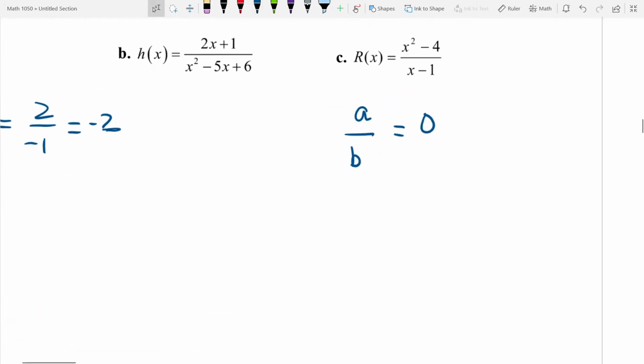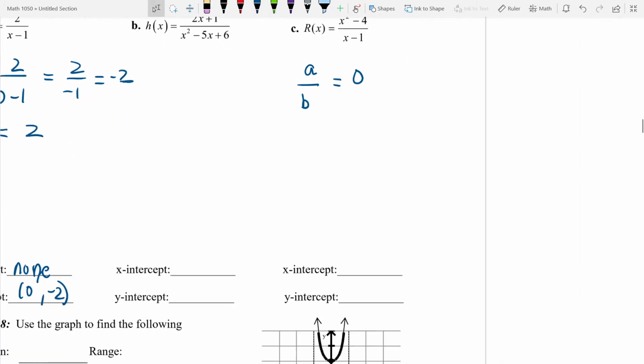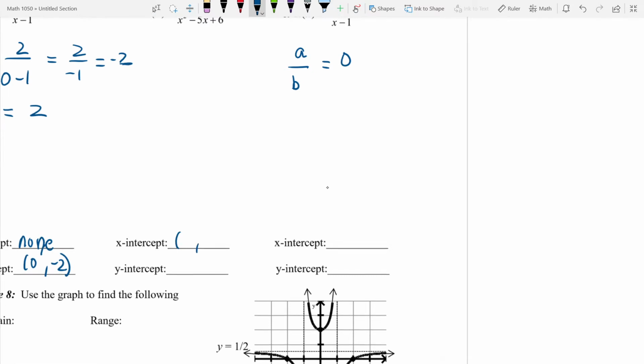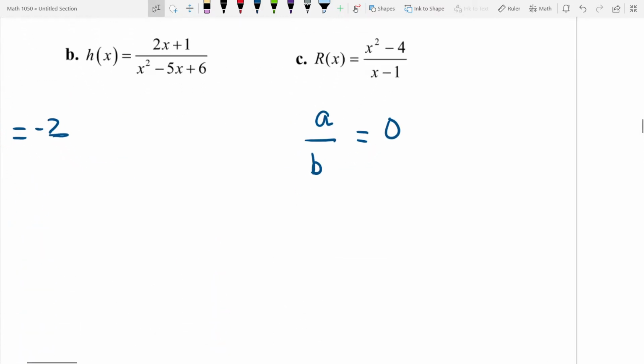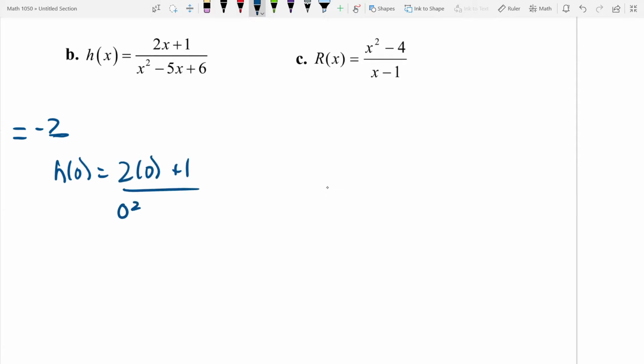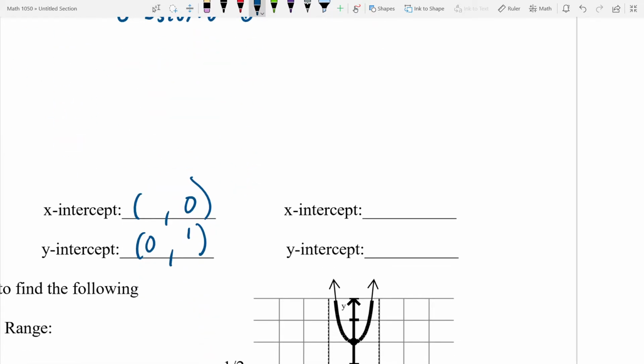To find the x-intercept, I'm going to let y be 0. To find the y-intercept, I'm going to let x be a 0. Let's let x be a 0. So everybody go, h of 0 equals 2 times 0 plus 1 over 0 to the second minus 5 times 0 plus 6. The things without the x are going to remain, so that would be 1/6. So if x is 0, y is 1/6.